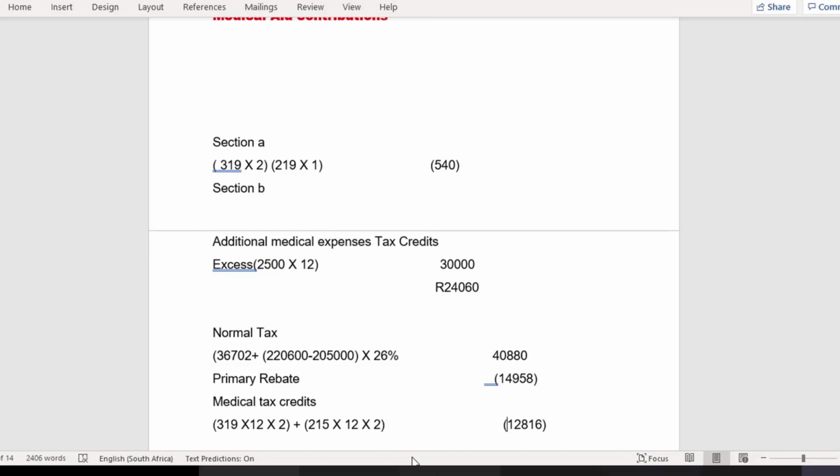But the medical tax credit will depend on how many main members there are, for how long it was paid, and whether there are any people with disabilities as defined. That will determine your medical tax credit. We didn't have any persons with disabilities here, but we've got 4 members in total, 2 main and 2 secondary. Does it make sense? Yes. All right.